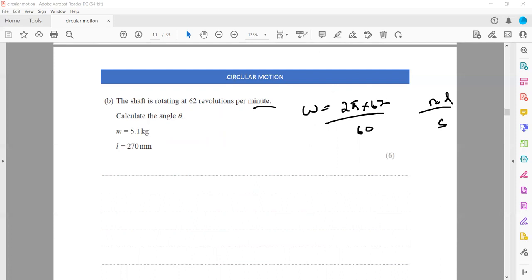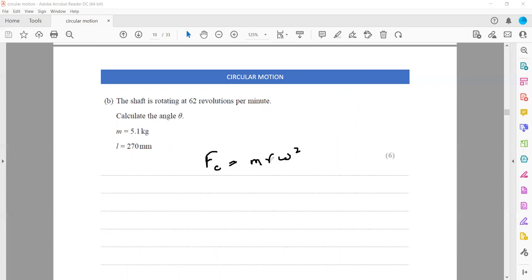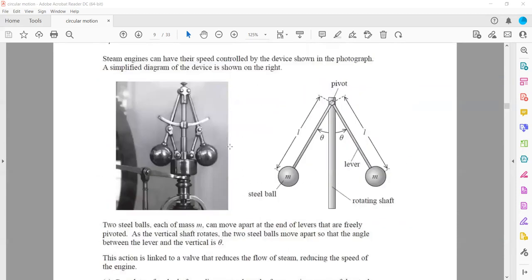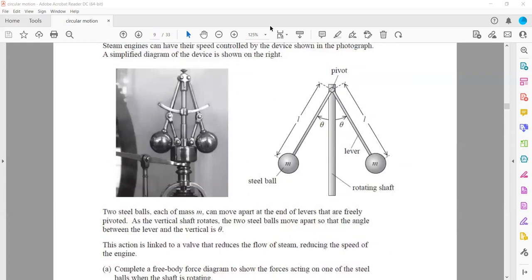Now, when an object is moving in a circular path, the centripetal force is equal to mv square over r, or mr omega square. So we have the m, the mass of the ball. What about the radius? How to work out the radius? We need the radius of a circular path. So how to work out the radius of a circular path? Like this is r.